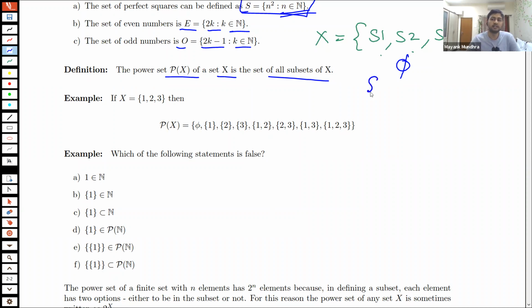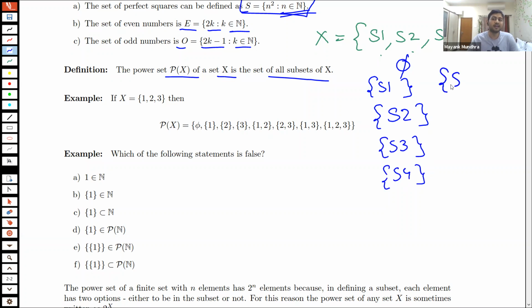Another possibility is I carry only shirt 1. Okay, another possibility I carry only shirt 2. Another possibility only shirt 3. Another possibility only shirt 4. Another possibility is I carry 2 shirts, shirt 1, shirt 2, and so on. Okay, another possibility I carry 3 shirts. Last possibility is I carry all the shirts.